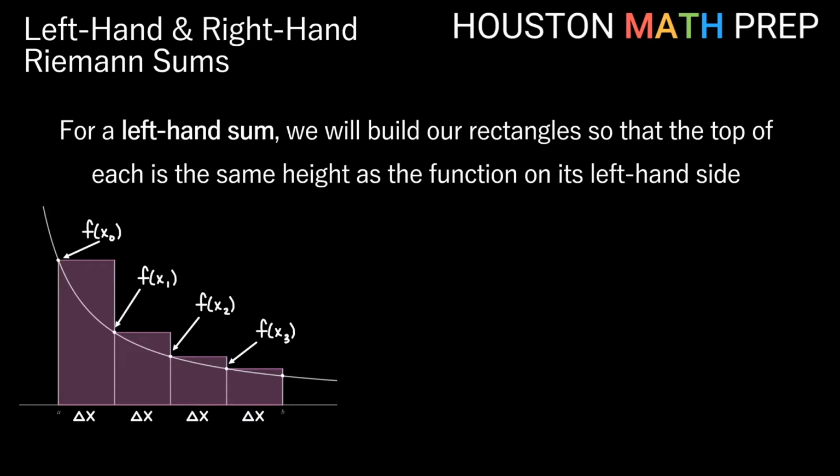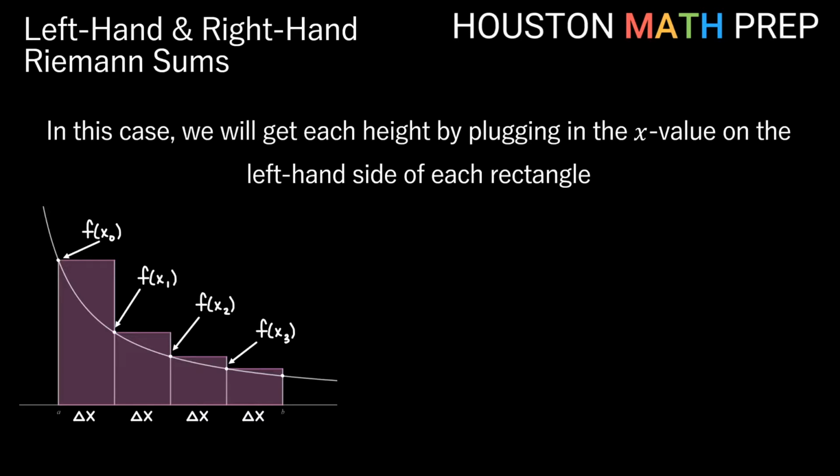If we wanted to switch from a right-hand sum to a left-hand sum, then we'll build our rectangles so that the top of each is the same height as the function on its left-hand side. So here you'll notice for a left-hand sum, the top left corner of each rectangle is touching the function, and so the height of each rectangle is based on the function height on its left-hand side. So in this case, if we want to get the height of each, we'll simply plug in the x value on the left side of each subinterval there.